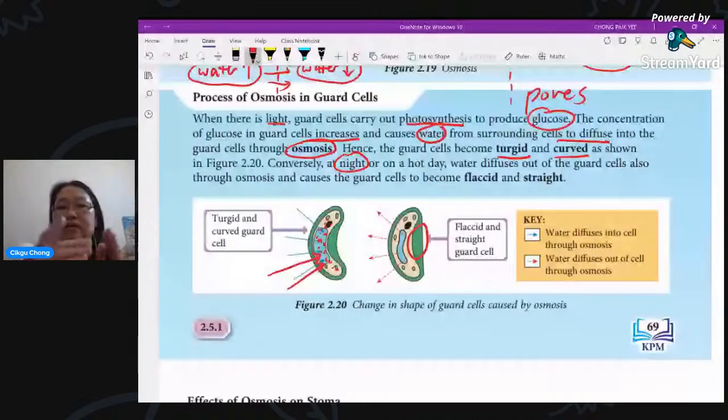You will say it is flaccid. Flaccid means limp, like that. Limp means it's very soft. There's no water pressure inside there, and it becomes not so curved, becomes flatter, straight. So when it's straight, it closes up the hole there. That's why this causes the stoma not to open at night, or the size of the stoma becomes smaller.